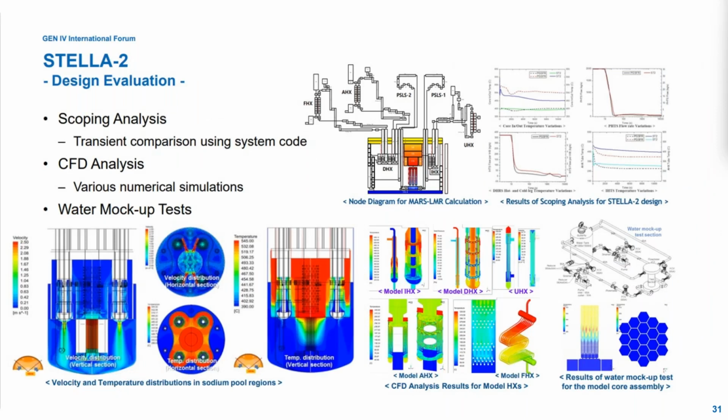And of course, before the construction, there should be evaluation. Using a 1D system code, as you may all know, MARS-LMR, we conducted scoping analysis to compare the transient between the reactor and STELLA-2. And also, as you can see here, we did a lot of CFD analysis to verify the design. Especially for the core inlet orifice design, we did a water mock-up test. Next slide, please.